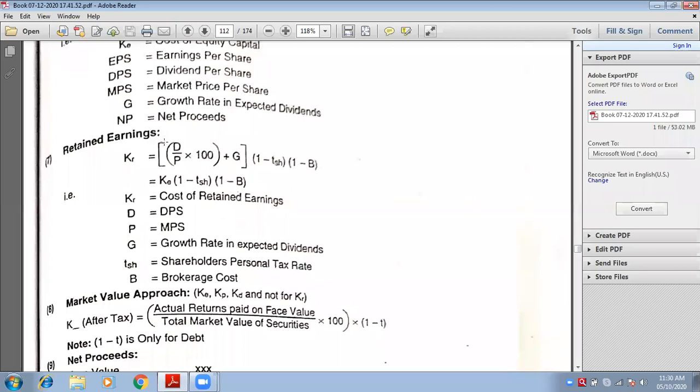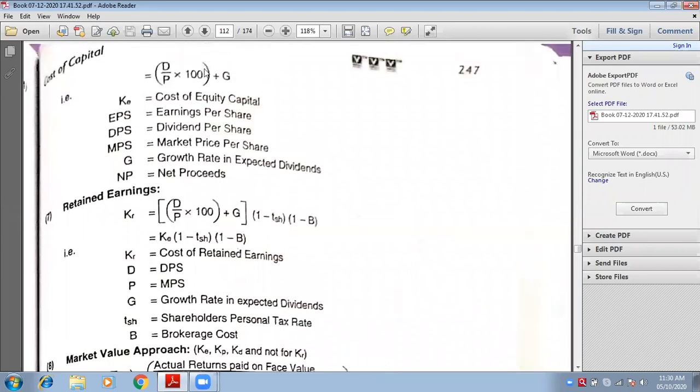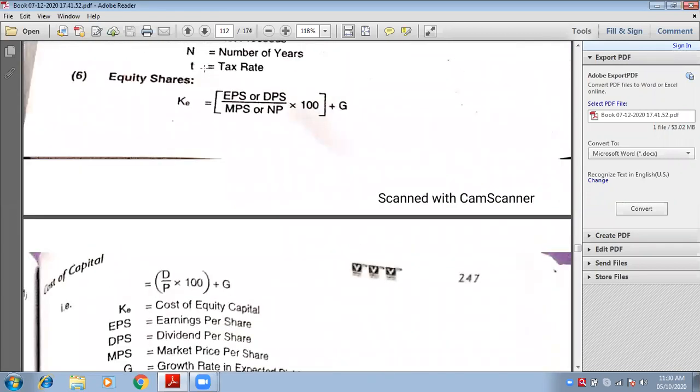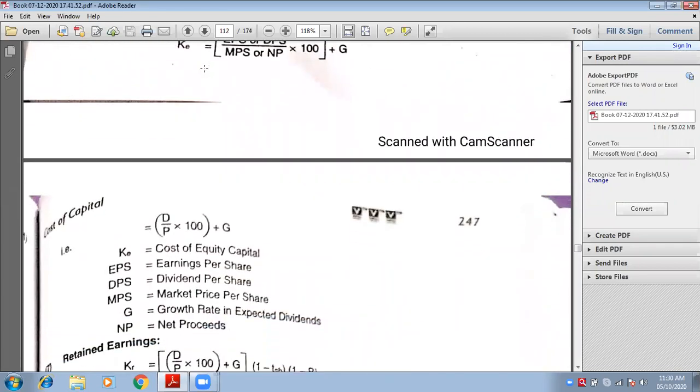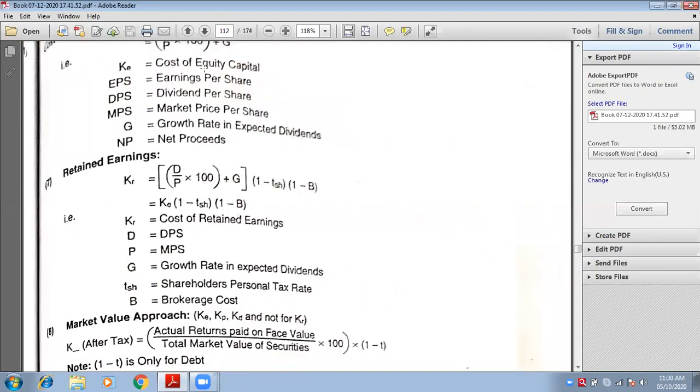So retained earnings: D upon P into 100, where D is dividend per share, DPS, and P is market price per share, into 100 plus G. The formula is the same as this one, equity, because equity takes reserves and surplus, no? So equity and reserves and surplus you can take as one, but the formula is not completed after G. The formula is enlarged.